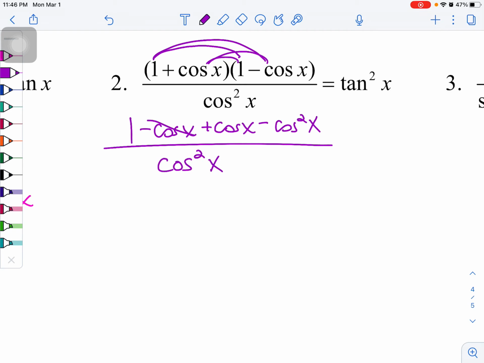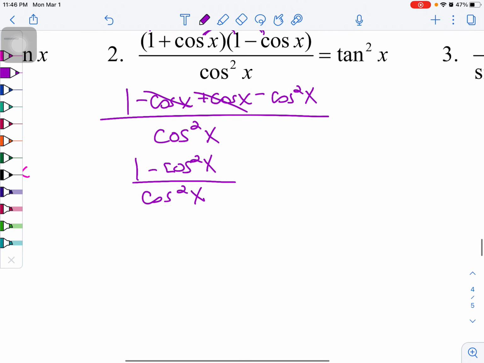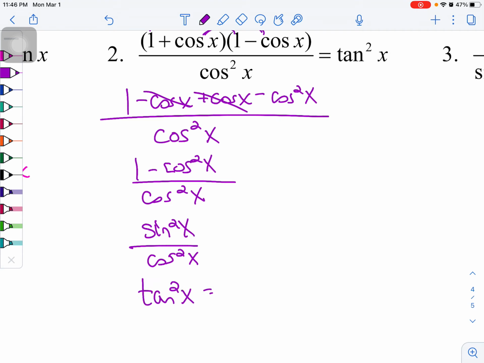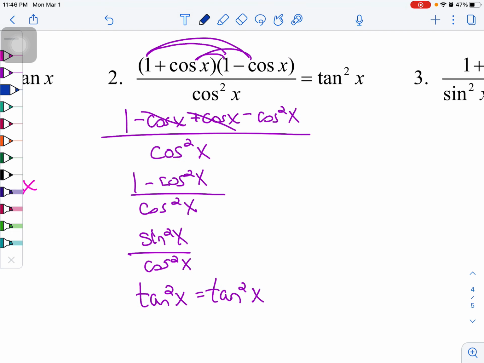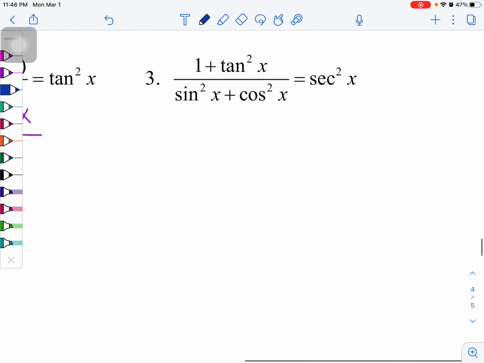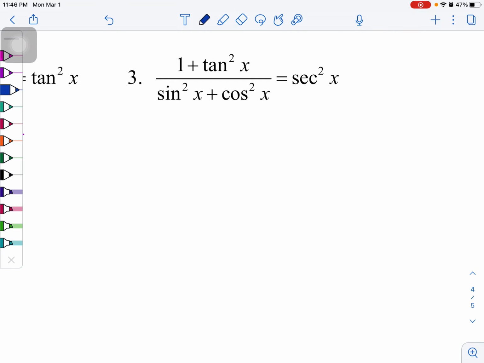And then minus cosine squared x, all over cosine squared x. So those are gone. 1 minus cosine squared x over cosine squared x. 1 minus cosine squared of x can be replaced with sine squared x over cosine squared x. And sine squared x over cosine squared x is really the same thing as tangent squared x, which is the right side of the problem. So problem number 2 is all set and done.